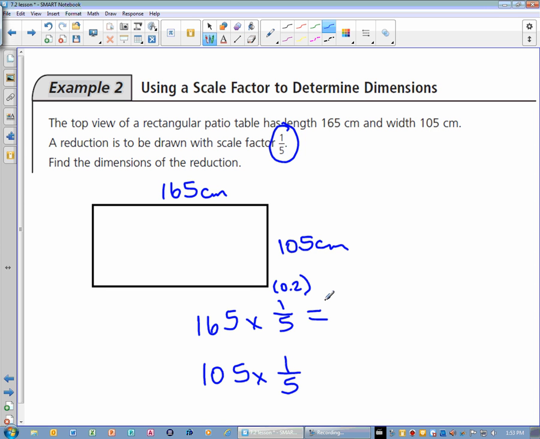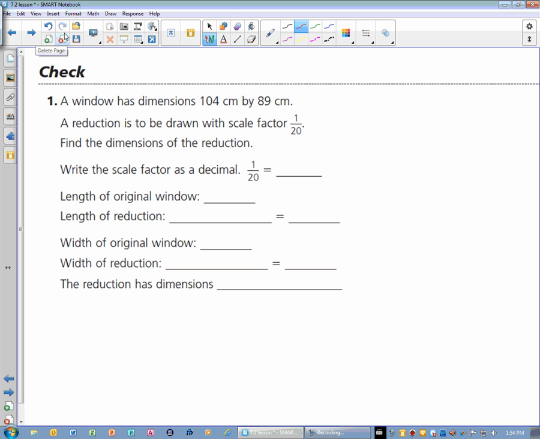So on your calculator, you're just going to do 165 multiplied by 0.2. Hopefully you get 33. Again, 105 times 1/5, or 0.2, works out to 21. So the diagram will be 33 by 21. Okay? Easy peasy. All right, pause, do the check, and come back.